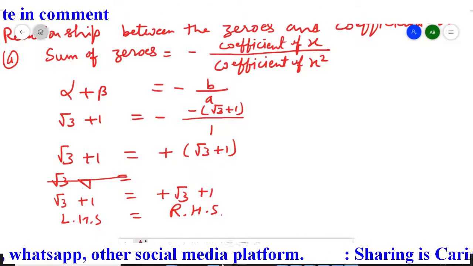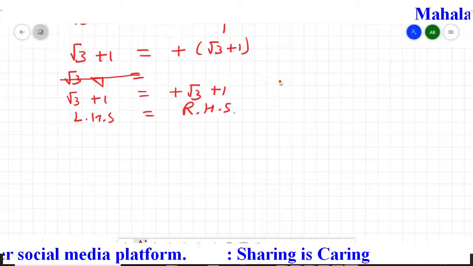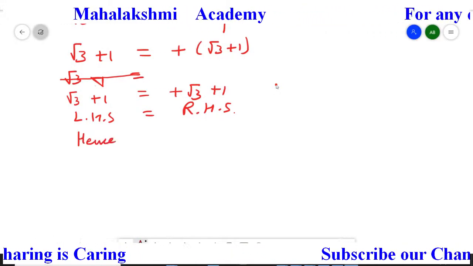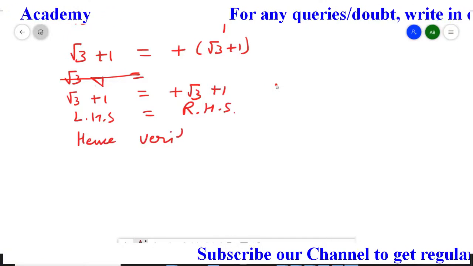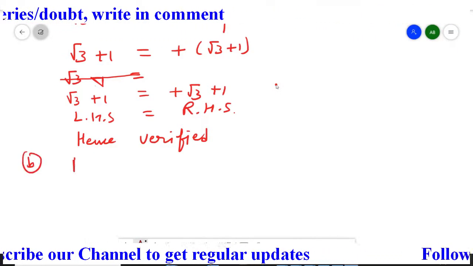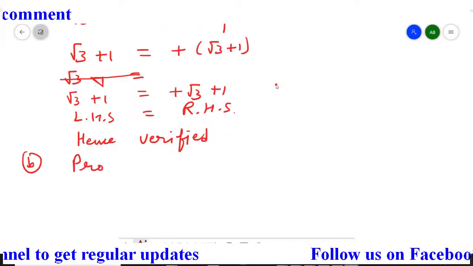So we'll write down here hence. So first relationship is verified. So we'll write here hence verified. Now the second relationship is, the two relationships, students, you have to learn.